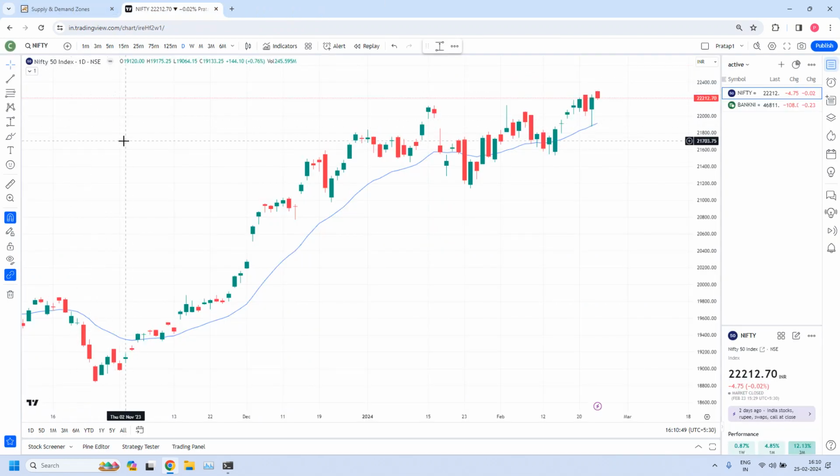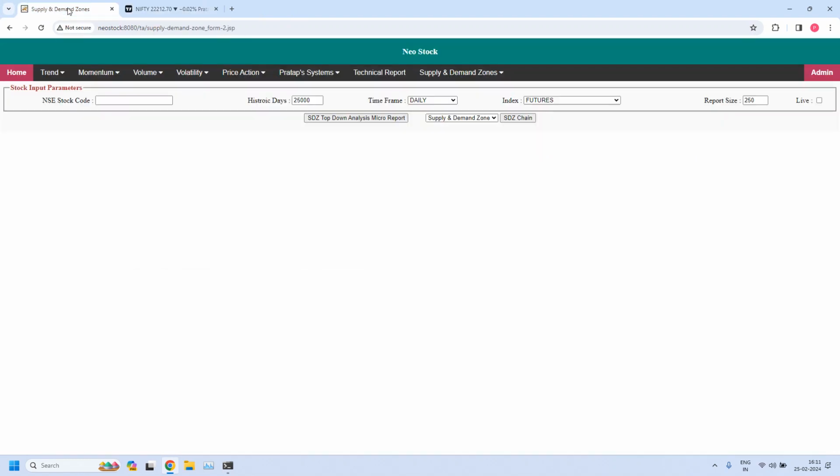First, let me generate the supply demand zone chain for Nifty 50 and for all the time frames, starting from quarterly time frame. So in the NSE stock code, I am entering Nifty 50. And I am selecting the time frame as quarterly, because from quarterly until 5 minutes we will go through one by one. And let me click on the button SDZ chain, that is supply demand zone chain.